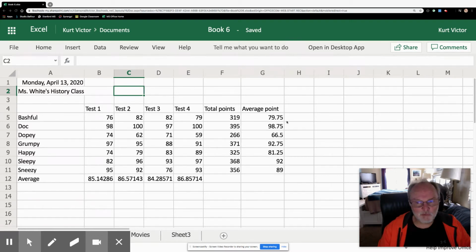Hello, intermediate students. Today we're going to be talking about error messages that you may encounter when dealing with spreadsheet formulas. So let's jump right into it.